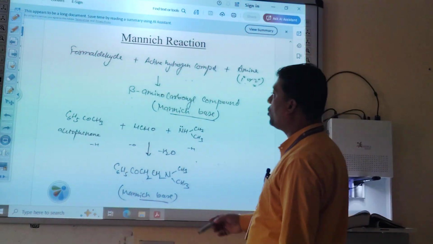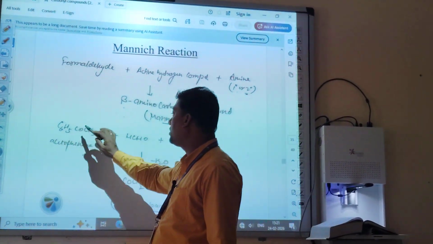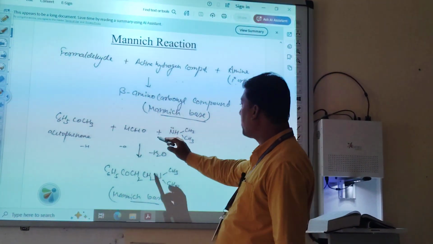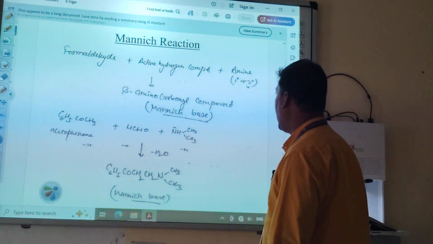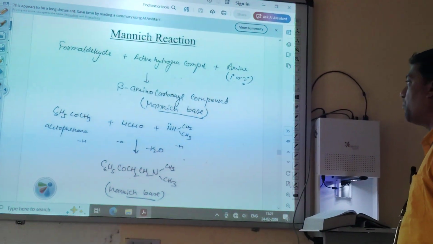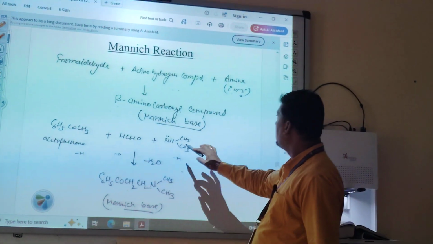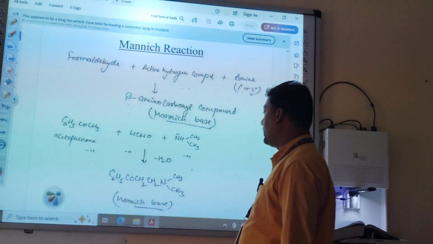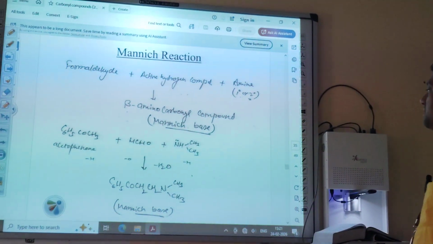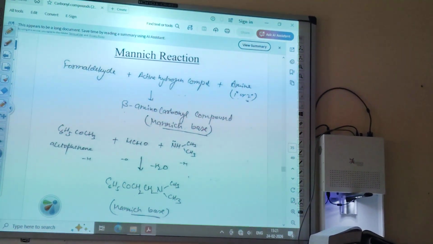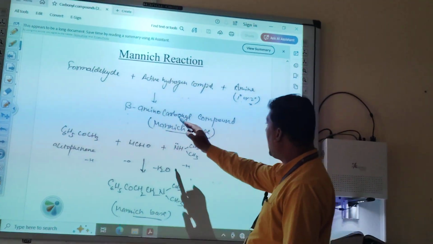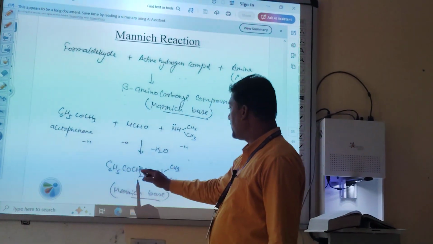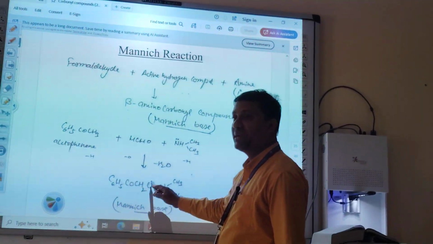This is acetophenone. This is the reactant. And HCHO, this is formaldehyde. And NHCH3CH3, this is your amine. And with elimination of a water molecule, that will form the Mannich base. This is Mannich base. This is beta amino. This is the alpha carbon and this is the beta carbon.